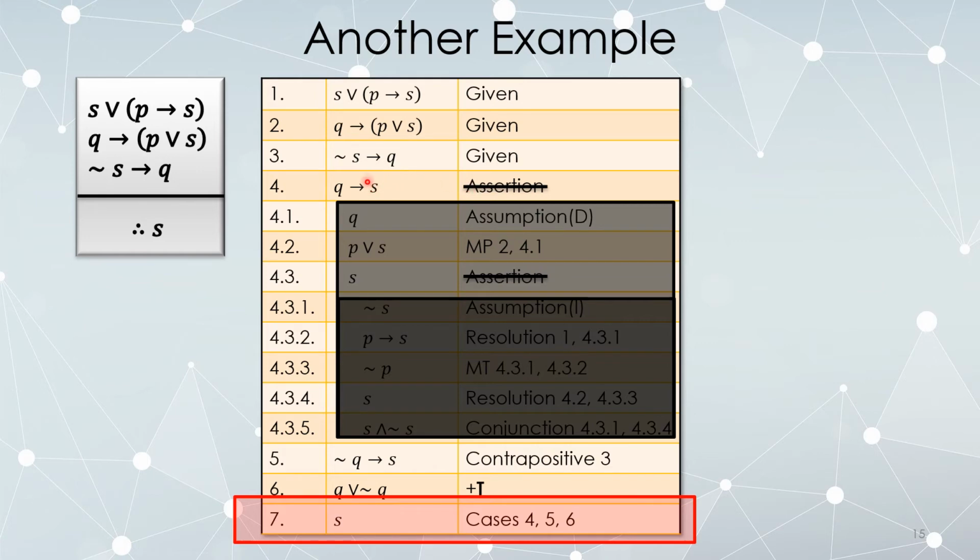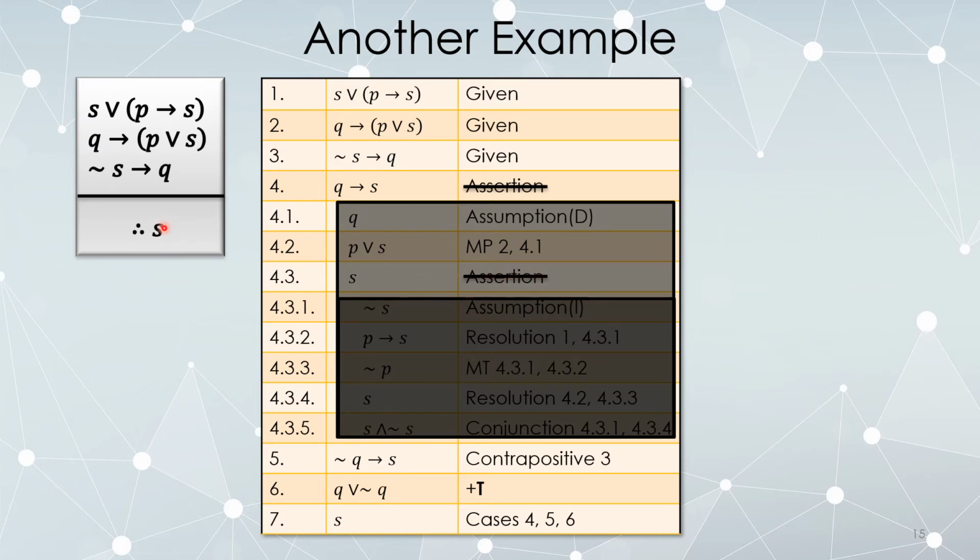Now that line 4 has a complete proof, I can do proof by cases using lines 4, 5, and 6. We've already remarked how 5 and 6 are derived, and this proof is now complete. Of course there are other ways to do this, but this is just a way to use proof by cases. I also want to point out that once you finish this assertion, you're not actually done.